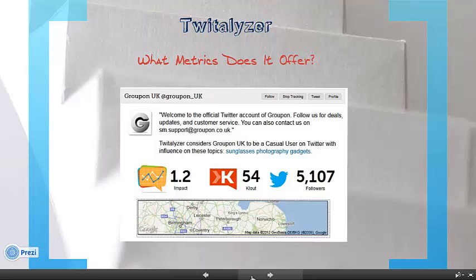Twitalizer, what metrics does it offer? Twitalizer shows user profiles for every connected user with Twitter. On the profile page, it shows impact and the cloud scores and the followers the campaign has. For Groupon UK, the impact is 1.2, the cloud score is 54, and the followers it has is 5,107.